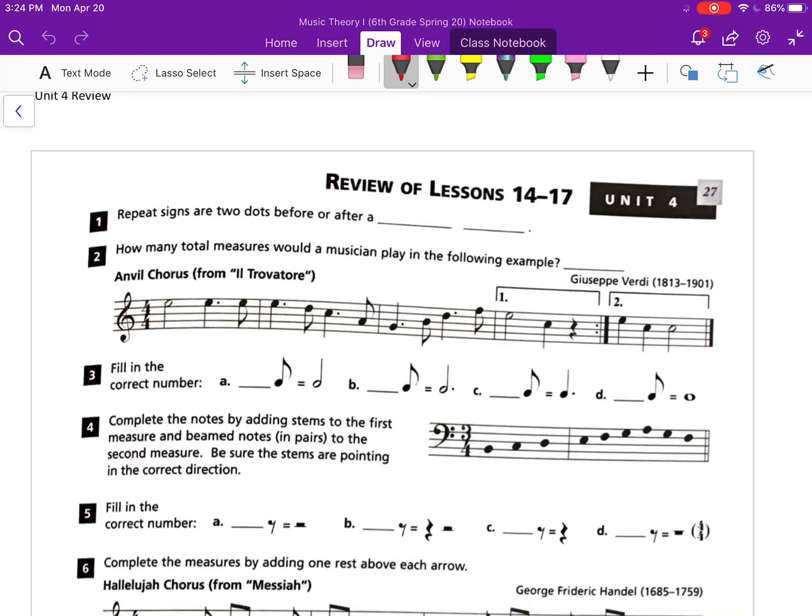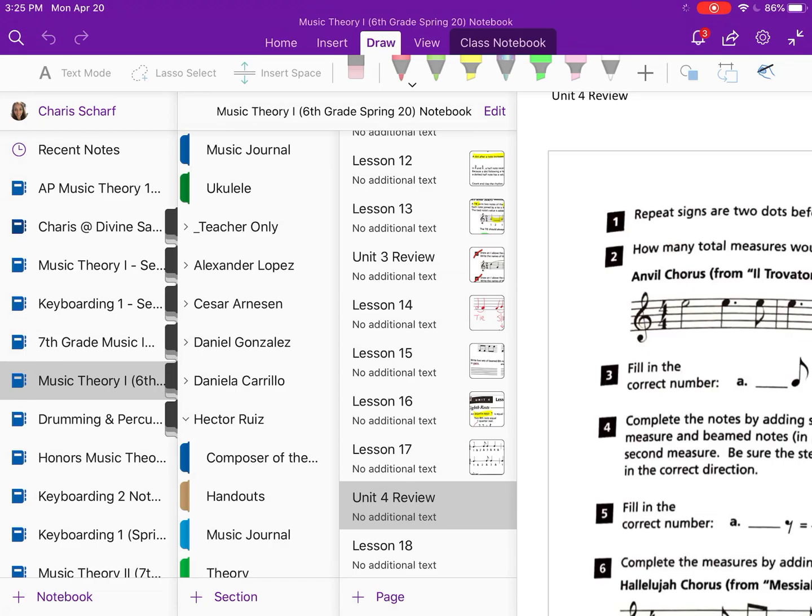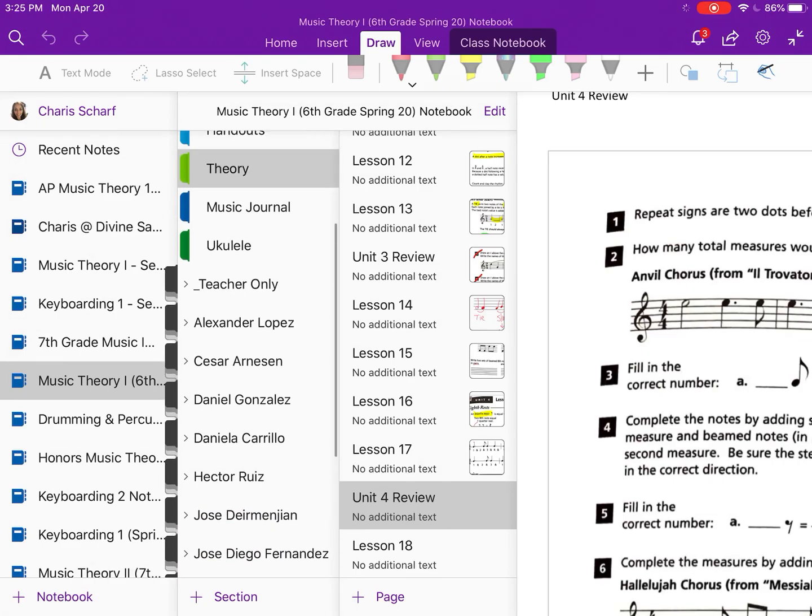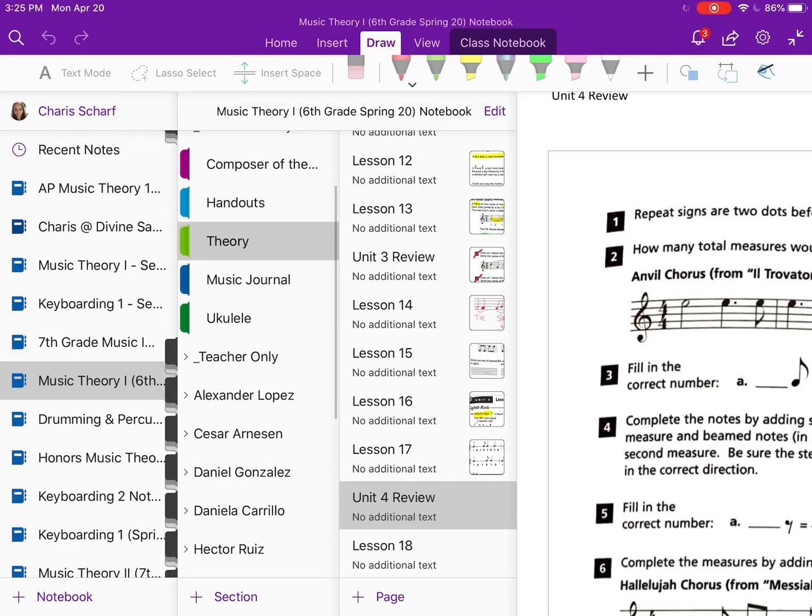Now I want you to do this on your own as much as possible. If you have a question, you're certainly welcome to contact me. But as we've discovered with these reviews in the past, all of the answers are really in the lessons from this group. So you can go back into your theory file and you can look at anything. This is lessons 14 through 17.